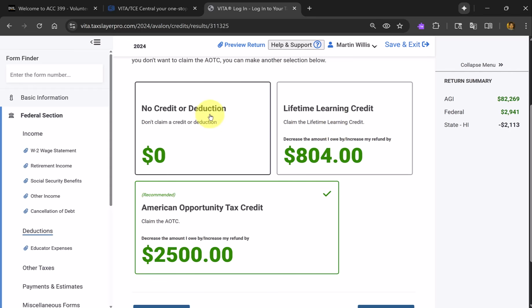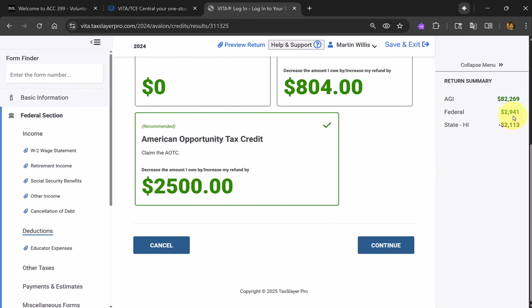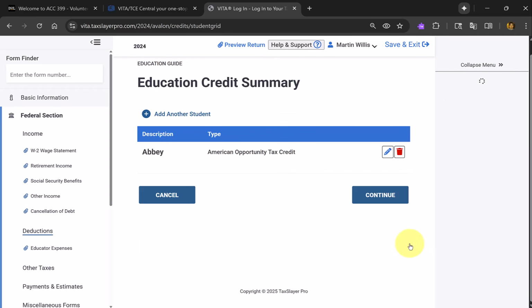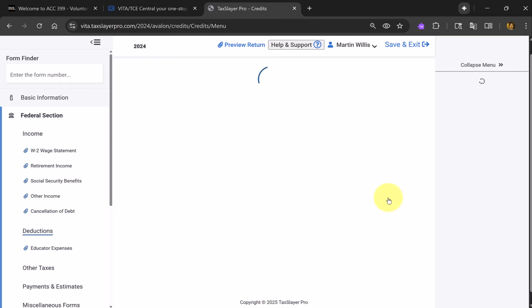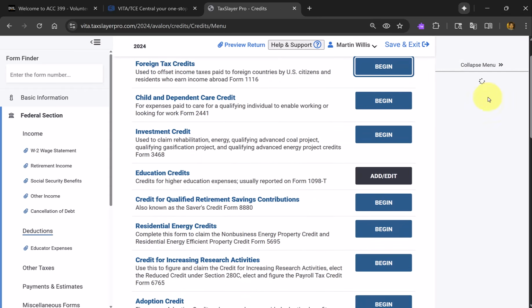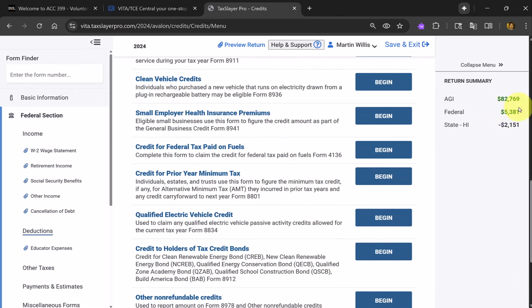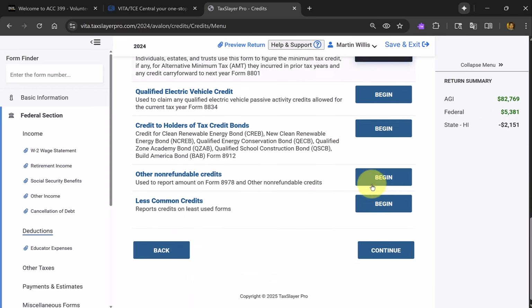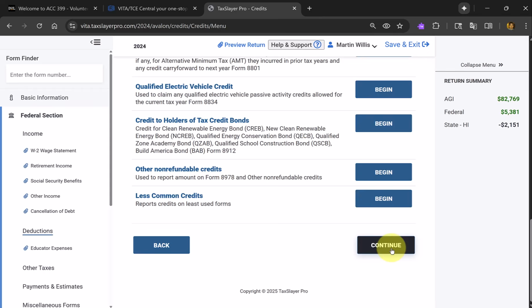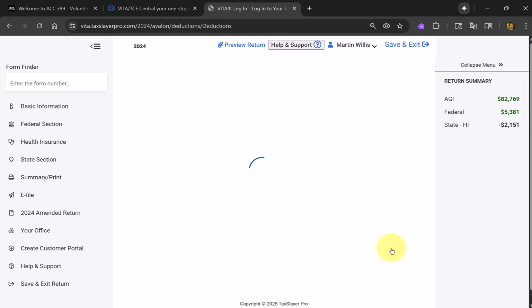Wait a minute. No credit or deduction lifetime credit. Here's our credit. Did that refund change? Let's try again. Continue. Credit. Well, let's continue and see. It's still calculating here. Look at the big jump in the refund here for federal. No Hawaii credit for education. Continue. I think I'm done with credits.